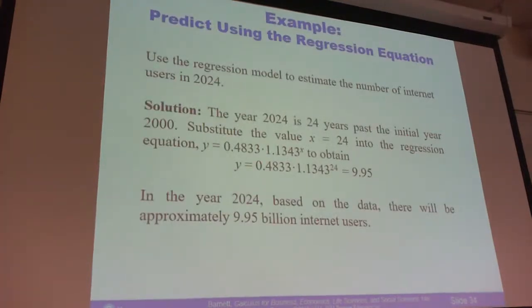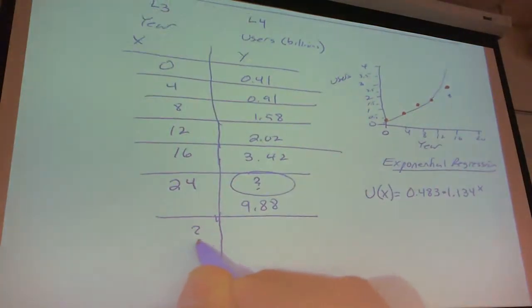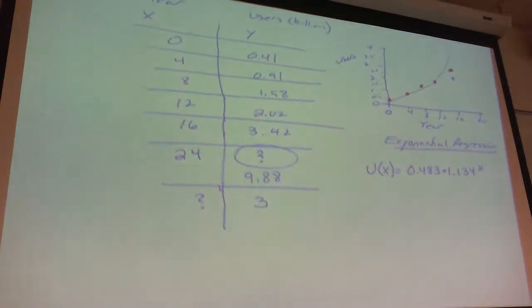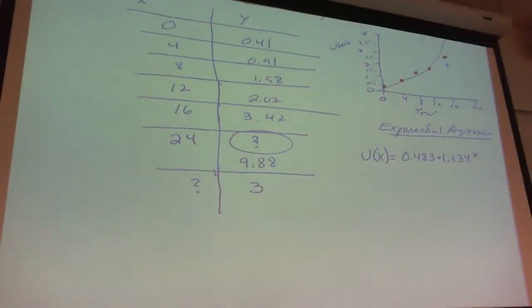Okay, now before we move on, let me add one more question. I want to know what year will we have 3? So not X, Y. When Y is 3, what year will that happen? See if we can figure that out.